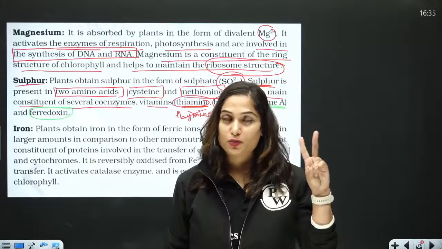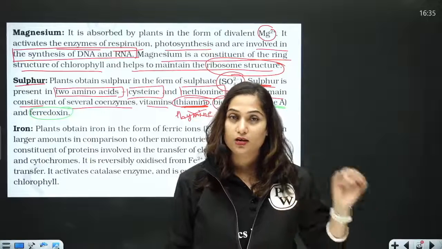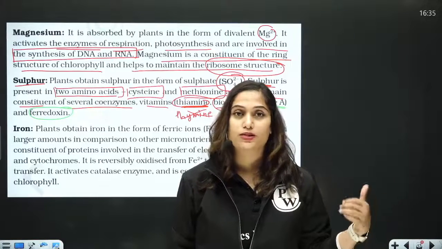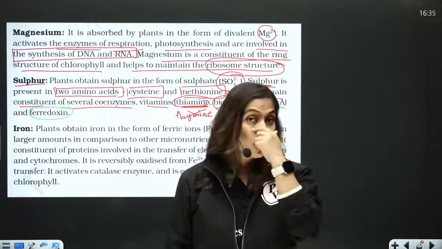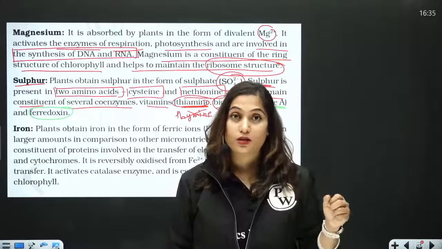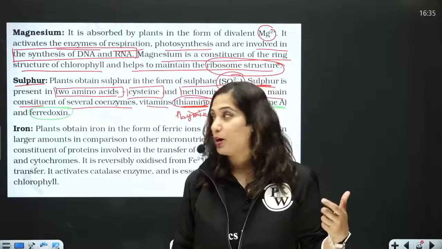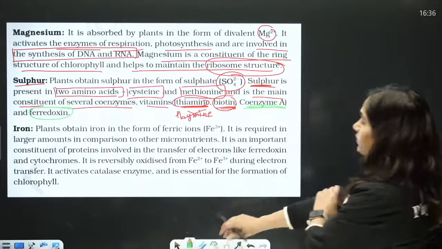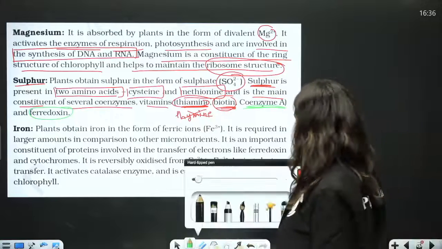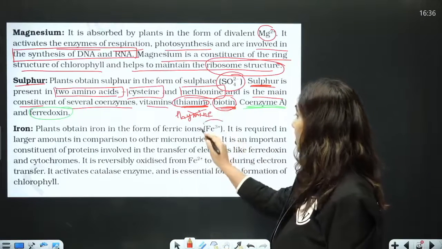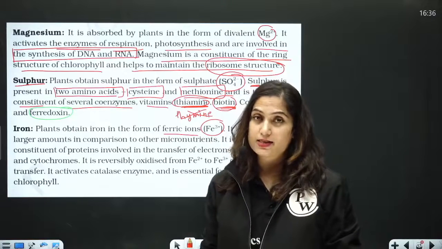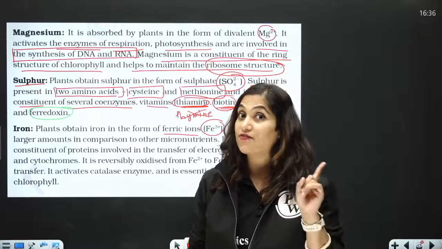It's a part of 2 amino acids, methionine, cysteine. It's a part of several coenzymes like coenzyme A. Then it's a part of some vitamins like thiamine and biotin and a part of ferredoxin. Clear? Now let's move on to iron. Plants take iron in the form of ferric ions. Ferric, not ferrous. Ferrous is Fe+2, not ferrous, ferric ions.